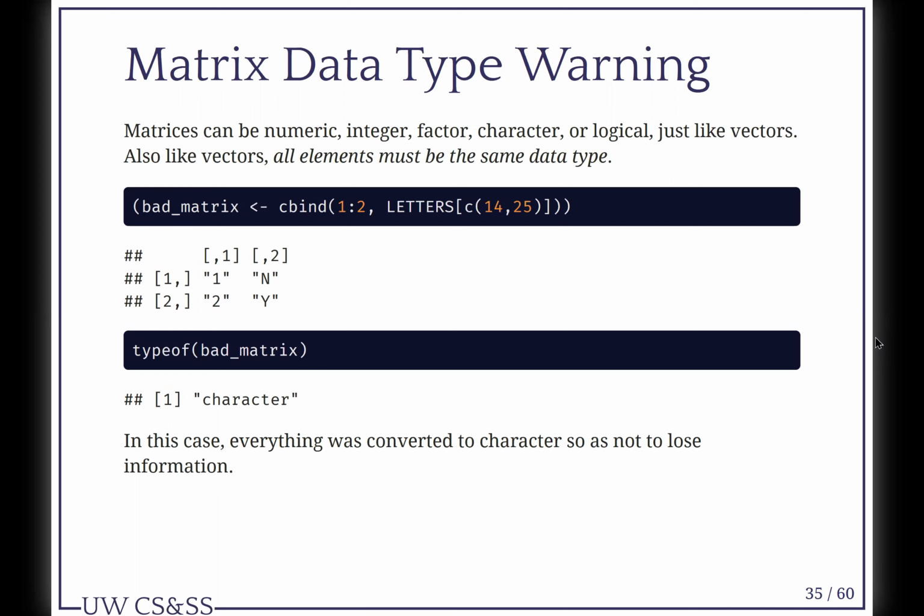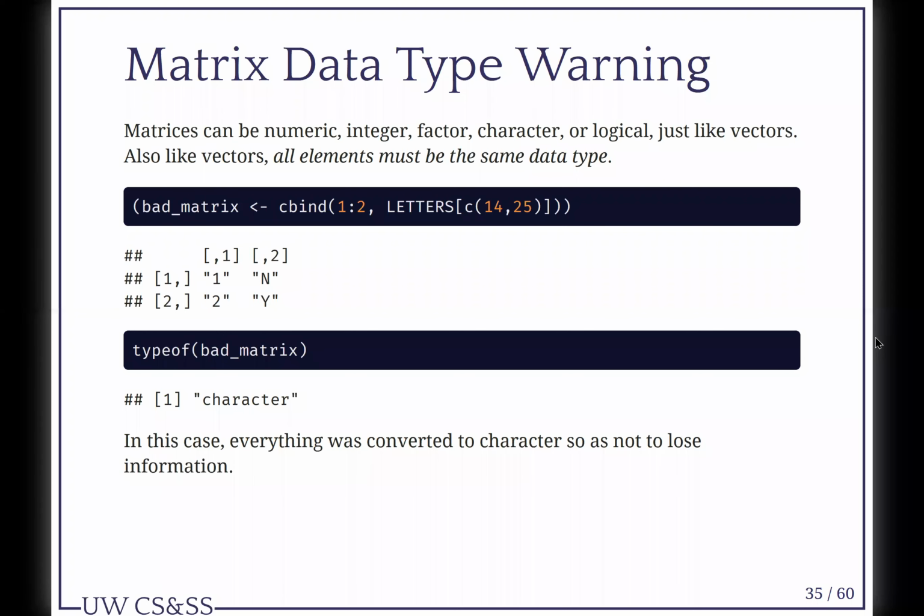Warning about matrix data types. Matrices can be numeric or integer or factor or character or logical, just like vectors. But also like vectors, all of the elements must be the same data type. It does this same sort of lowest common denominator thing, where if you had a matrix with a bunch of numbers and one character string, all of it would get converted to a character.